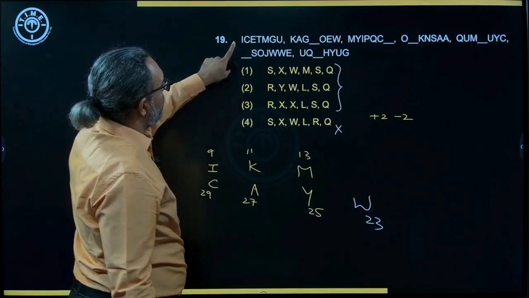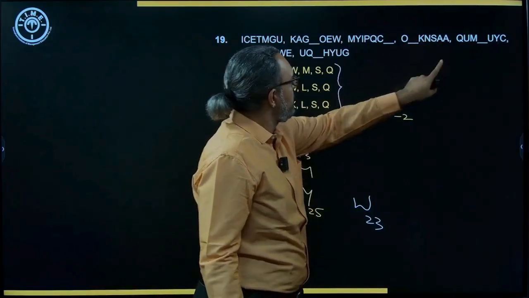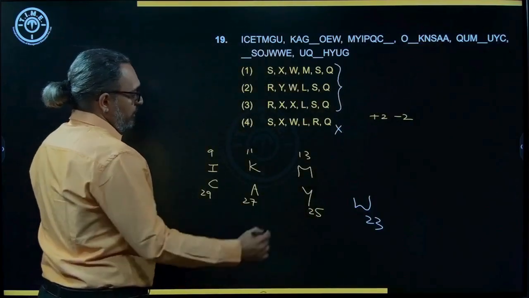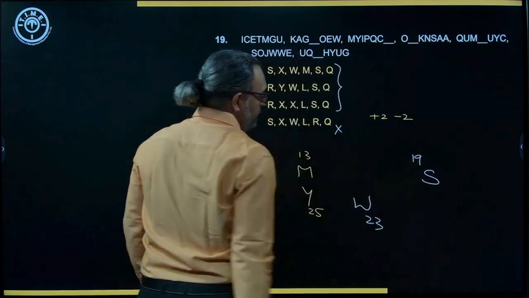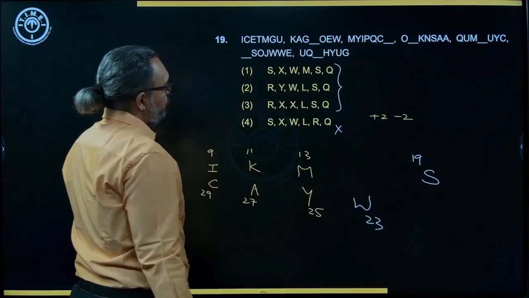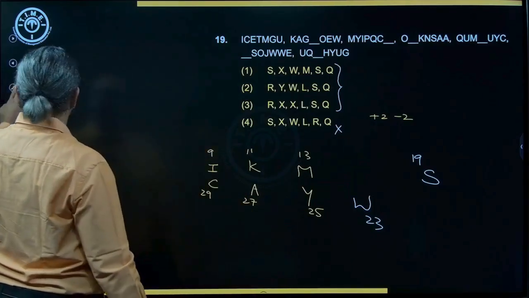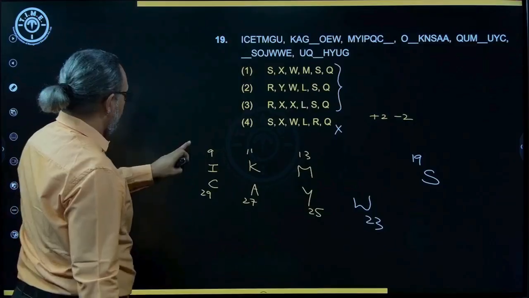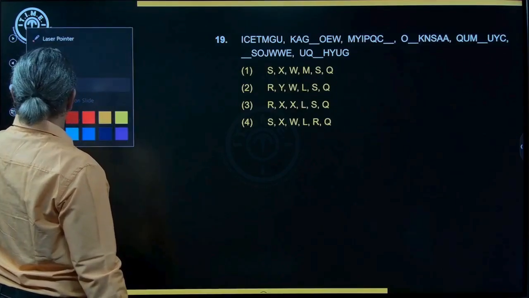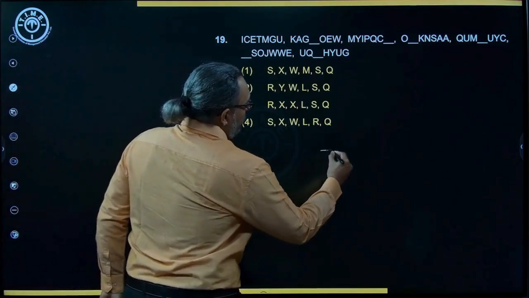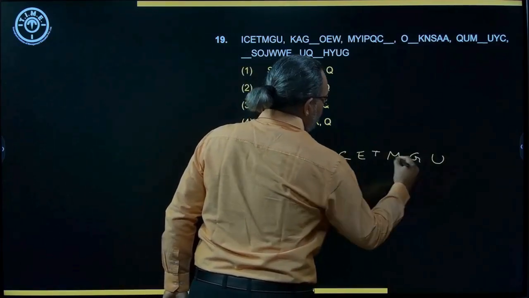Okay. So 9, 11, 13, 15, 17, 19. The 19th alphabet is S. Then W you have. Okay, let me write the complete group, then maybe it will be easier to understand and explain. So we have I, C, E, T, M, G, U.